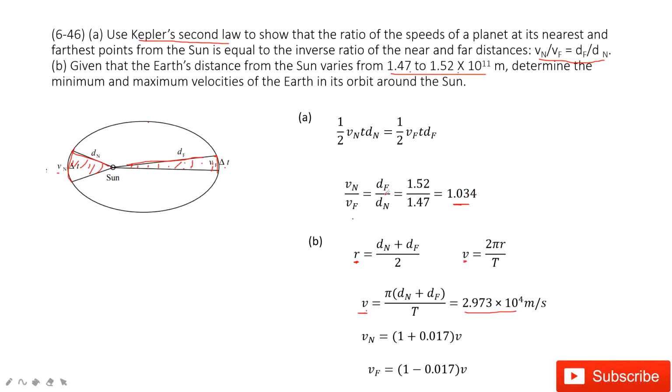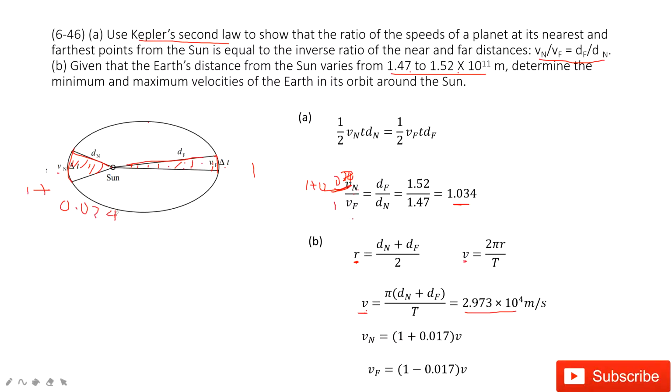So that means we can consider the faraway point is slower and the nearest one is faster. How much faster? If we consider Vf as 1, then the nearest point is 1 plus 0.034. Do you agree? This is the increment. The percentage increase in speed from the faraway point to the nearest point is just 0.034. So we can consider this is 1, and this is 1 plus this increment.